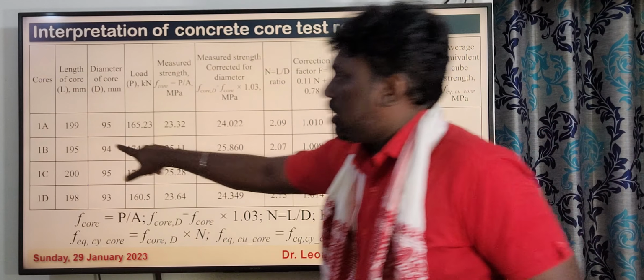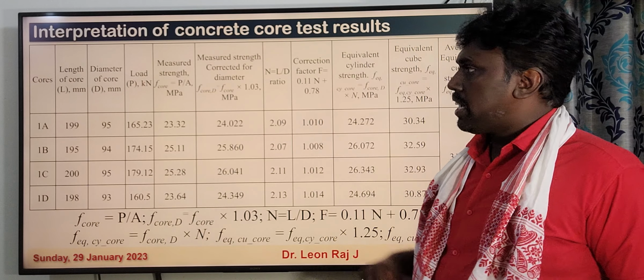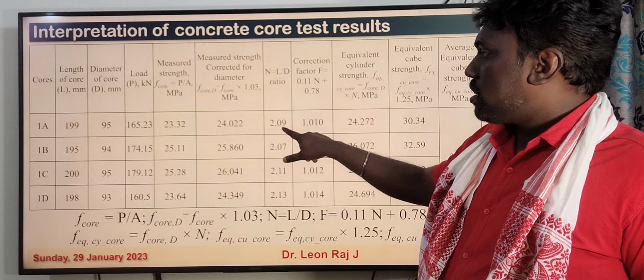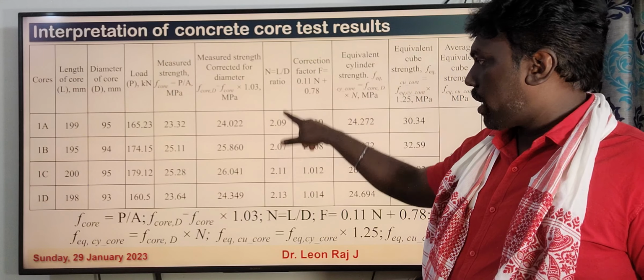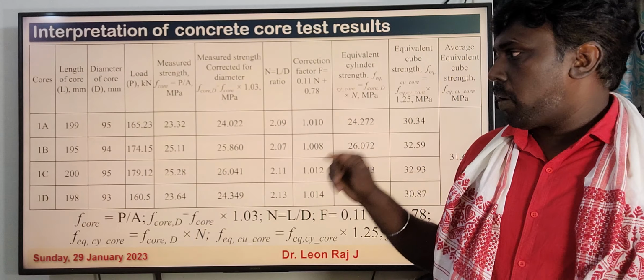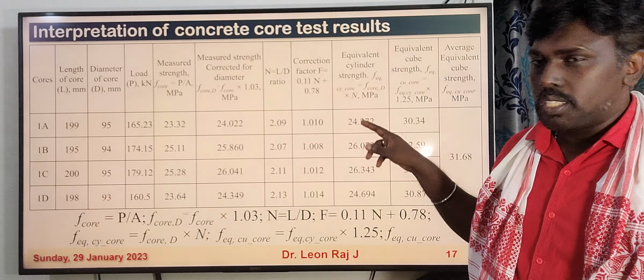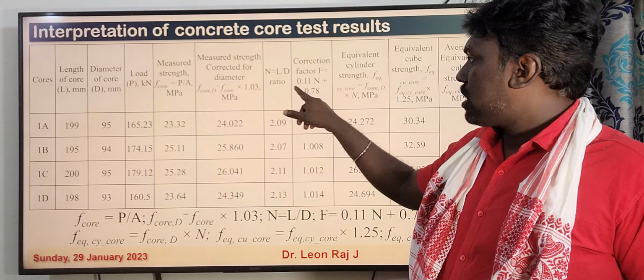Now slenderness ratio. Slenderness ratio is equal to length divided by diameter. Here for 1A, length is 199 mm and diameter is 95 mm. So length 199 divided by 95 mm is 2.09, and the other values are 2.07, 2.11 and 2.13 for cores 1B, 1C and 1D respectively. The correction factor with respect to slenderness ratio, F, is equal to 0.11 n plus 0.78.